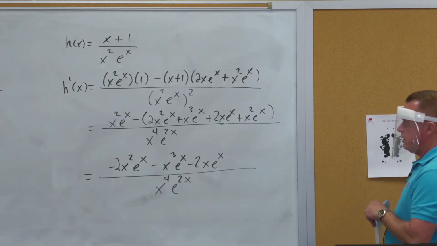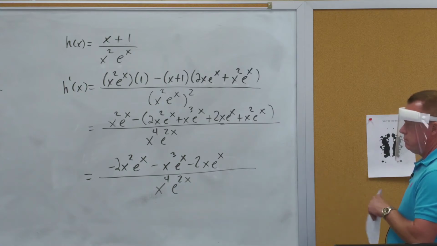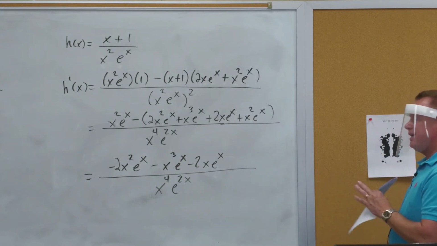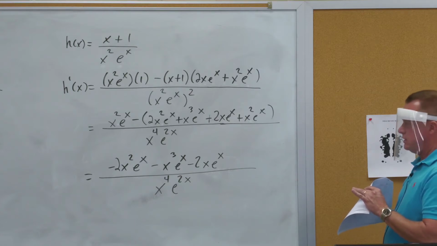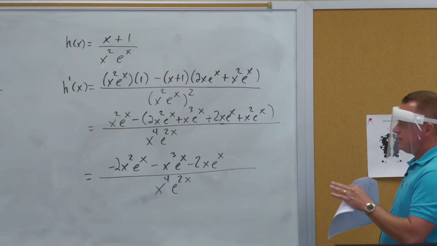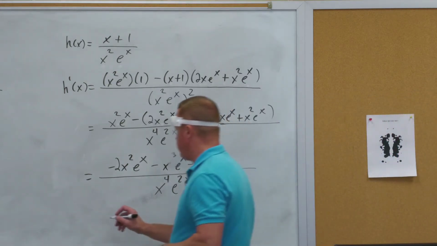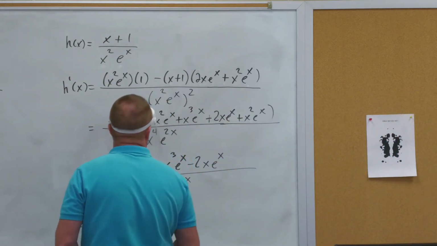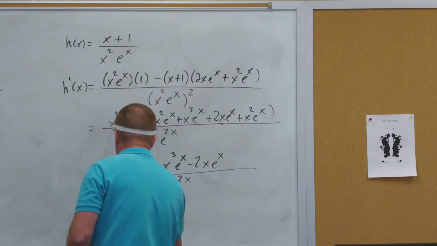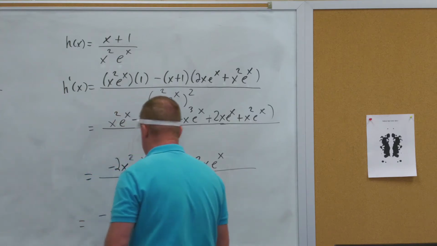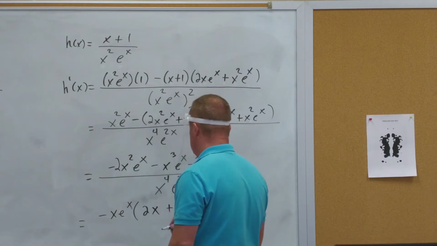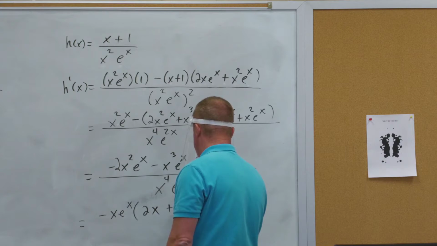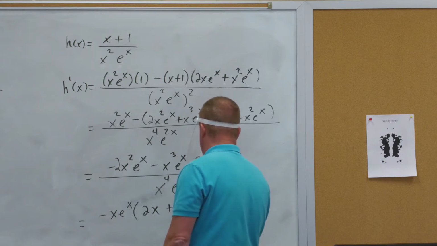What is common to all those terms on the top? E to the x and what else? X. So let's factor out and let's do a negative too. Why not? So we would have a negative x e to the x. We'll factor out of the top. So that will give me 2x plus x squared plus 2.